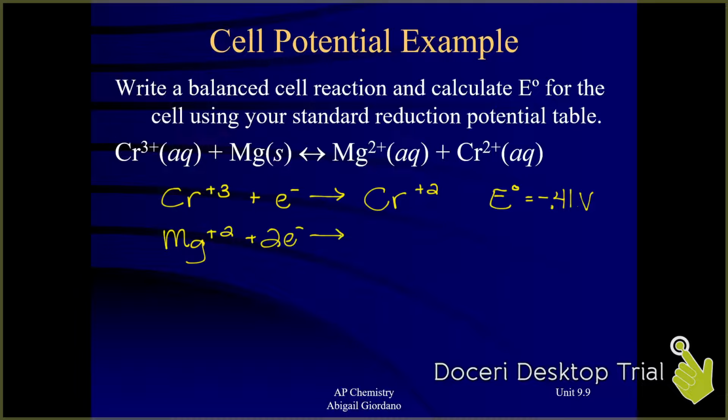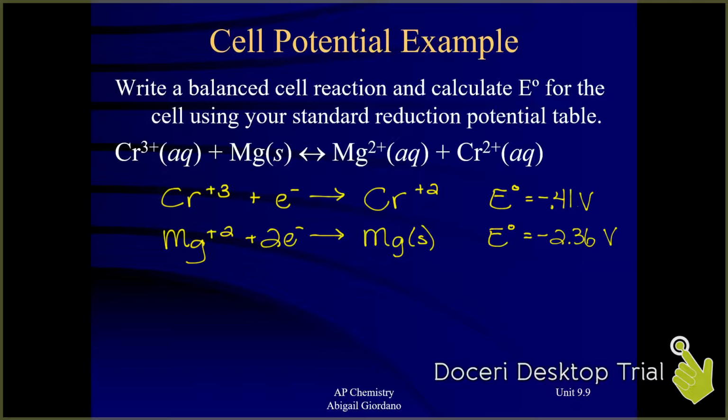Just copying it down, not changing anything. And the potential for the magnesium half reaction is negative 2.36 volts. Okay, so these are my two half reactions.